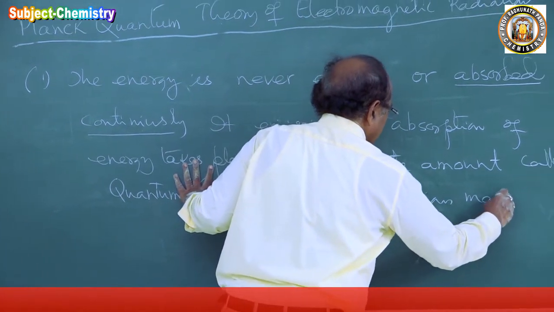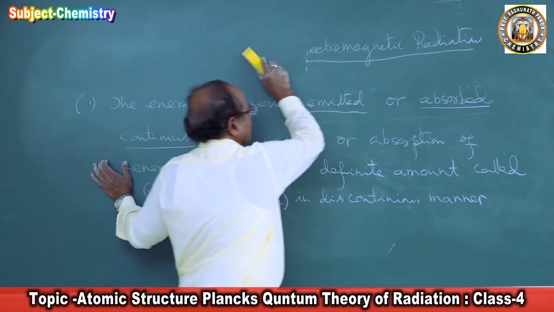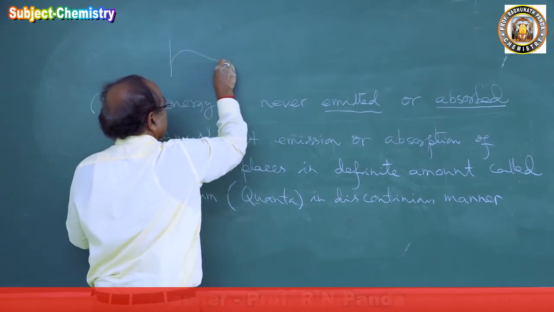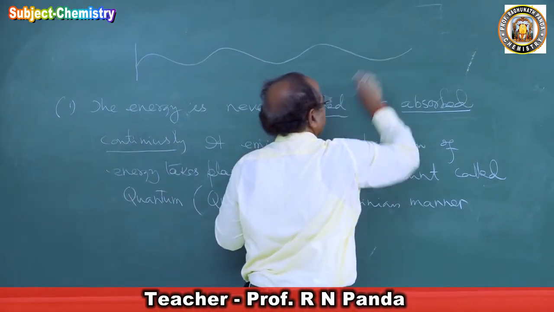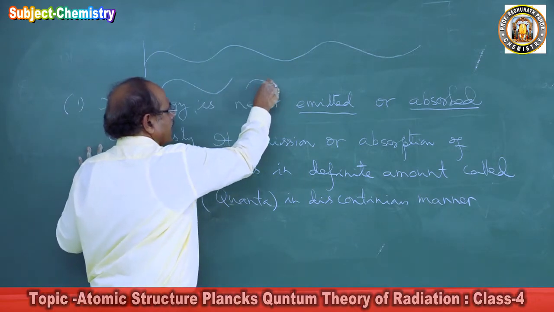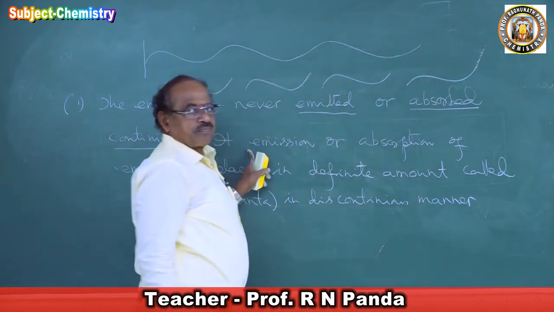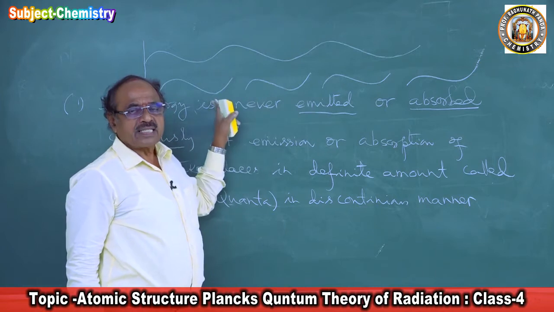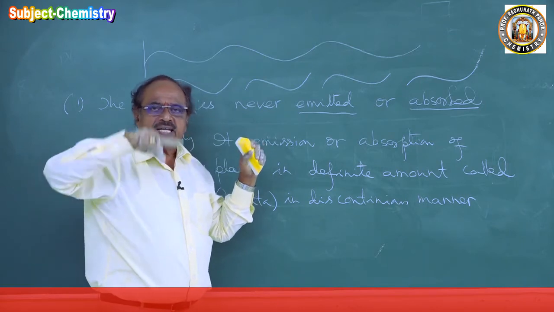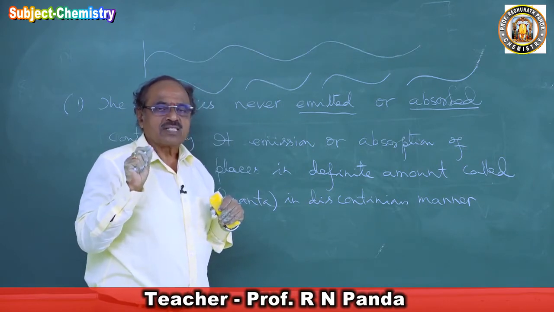In a discontinuous manner means what? The energy is never going like this. From the source to the object, this wave is not moving continuously. What does it do? One wave comes, then another wave comes, then another wave comes. It is not a continuous wave. It is discontinuous. One wave comes like this, then another wave, then another, and that one wave is called a quantum.